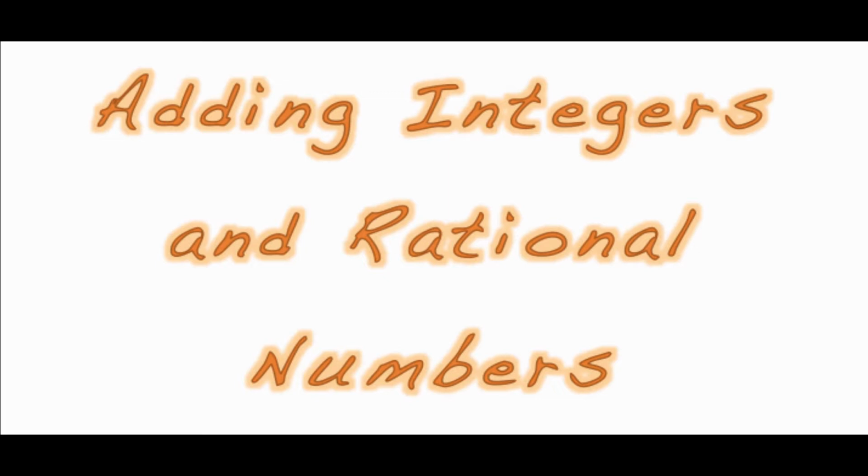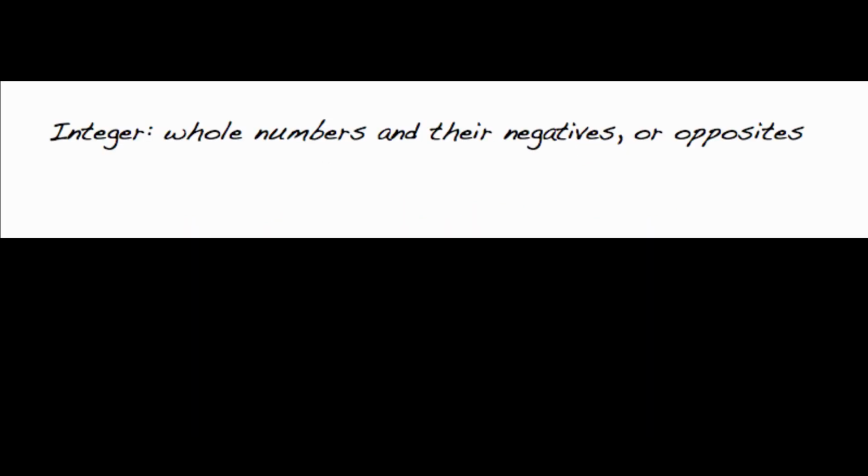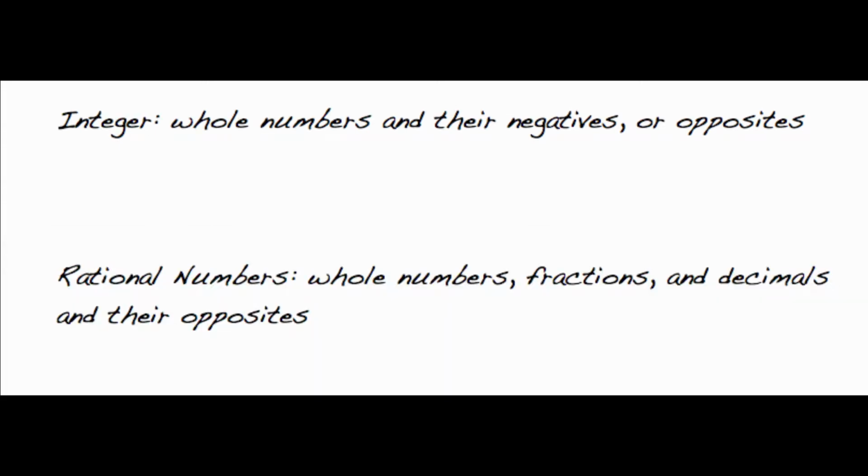Before we can actually get into this lesson, the first thing that we need to do is define what an integer is versus what a rational number is. Integers are whole numbers and their negatives or opposites. An example might be -3 and 3. Both are whole numbers. -3 is the opposite of 3.